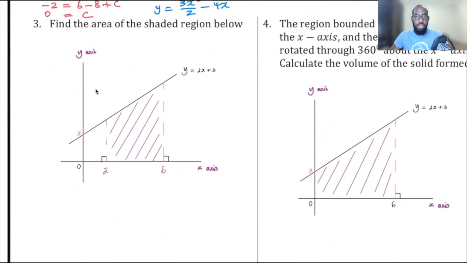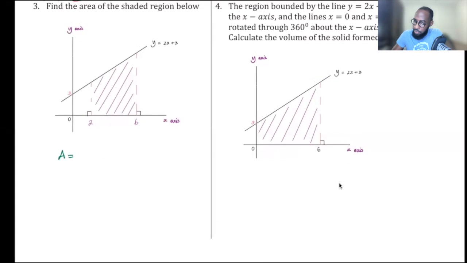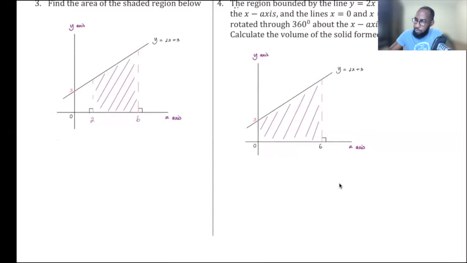So find the area of the shaded region. Now this diagram here is like a trapezium. The area of the shaded region, and they give you limits, is between 2 and 6. The area is equal to the integral of y dx. So the integral, with limits between 6 and 2, of y equals 2x plus 3 dx. Obviously, this is in a bracket.